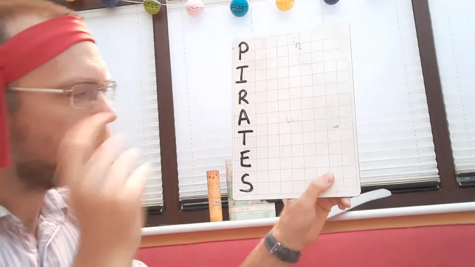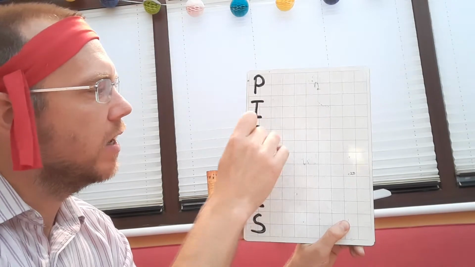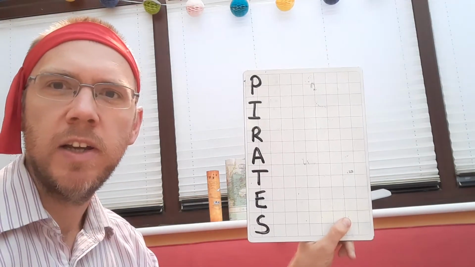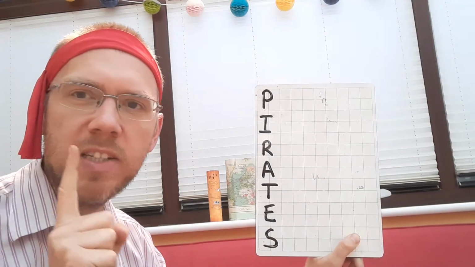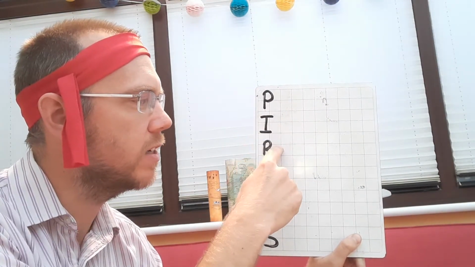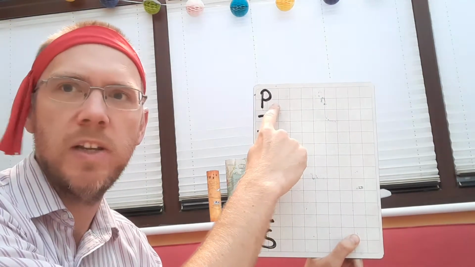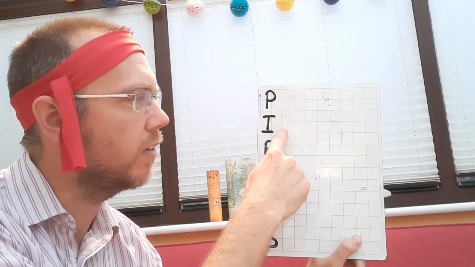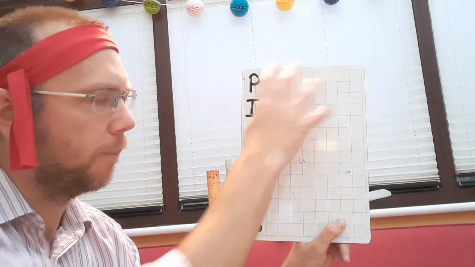So, on the left-hand side of your page, you will write the letters of the word pirates. You will write one sentence which must start with the letters over here. So your first sentence must start with P, your next sentence must start with an I, your next sentence must start with an R, and so on.